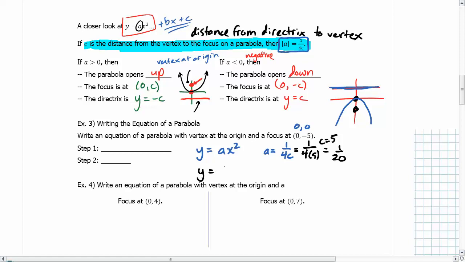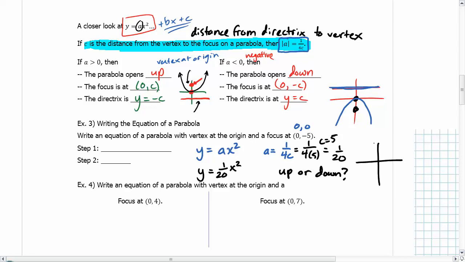So you can start to rewrite your equation. It's 1 over 20 times x squared. Now here's the one thing. Is it up or down? Does it open up or down? And that'll change whether our a value is going to be positive or negative.